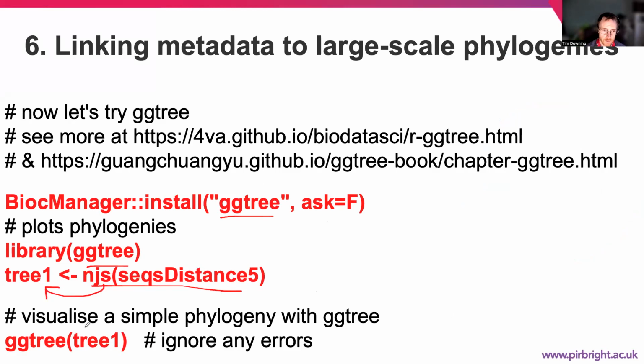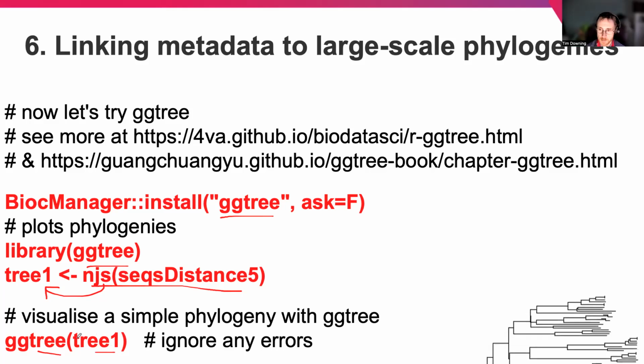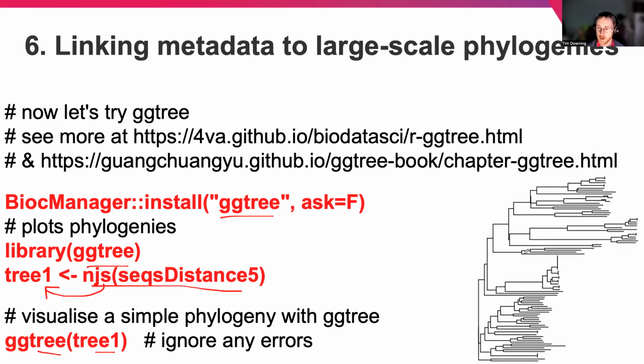And then we're going to visualize a simple phylogeny using this ggtree function, which just takes in a tree-like structure, our tree1 here, and visualizes it using a single function. So we get something like this at the end, a simple phylogeny. And we can build this up gradually by adding extra arguments to this command.